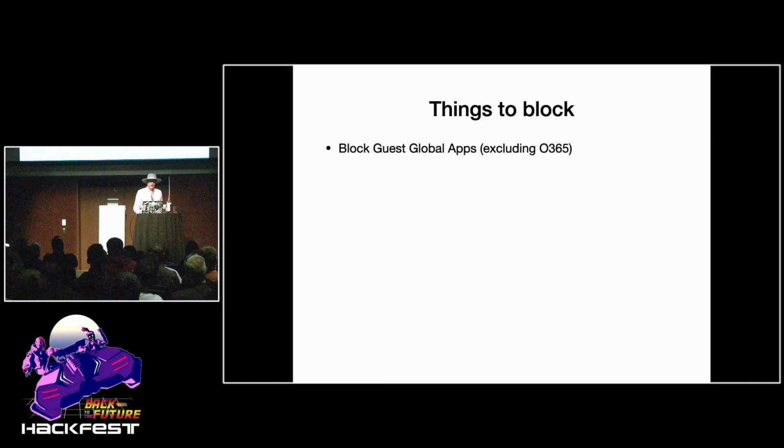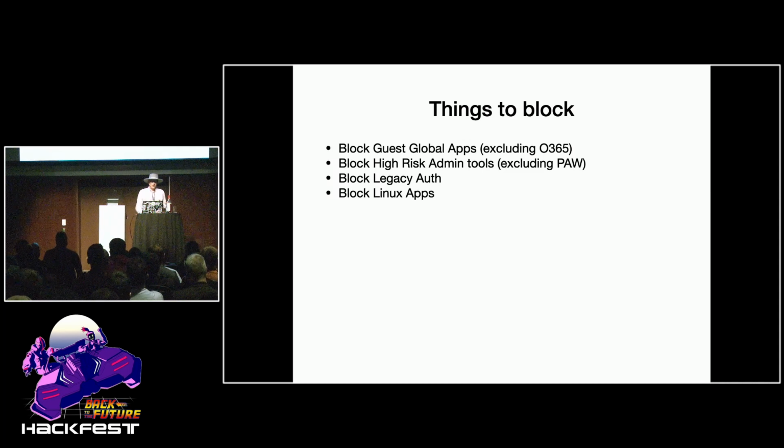So, things to block. We're going to block global apps for guest users, excluding Office 365. We're going to block all our high-risk admin tools except from the privileged access workstations. That means that if they're not in that one IP range, no working. There's no access to admin tools from, you know, the beach in Maui. You don't need to be doing administration from there unless you're in a controlled context that got you there. Legacy auth, we talked about blocking those.